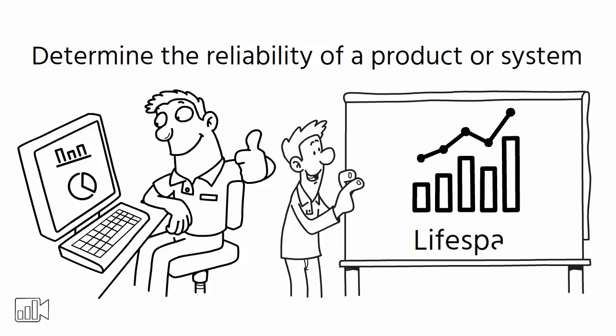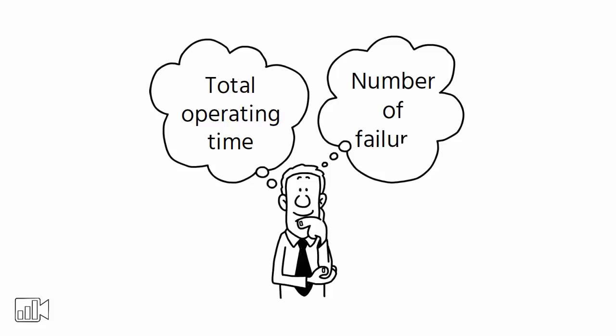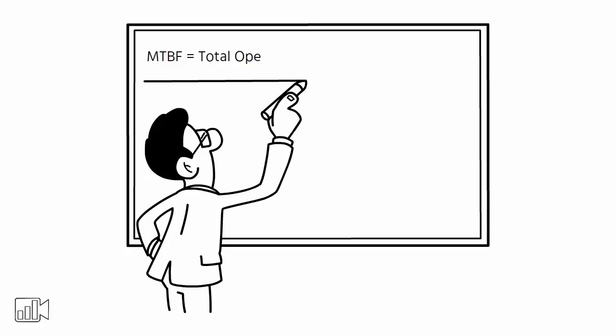to increase its lifespan. To calculate MTBF, one must consider the total operating time of a product or system and the number of failures that have occurred during that time. The formula for MTBF is MTBF equals total operating time / number of failures.